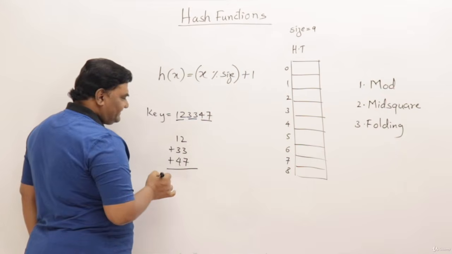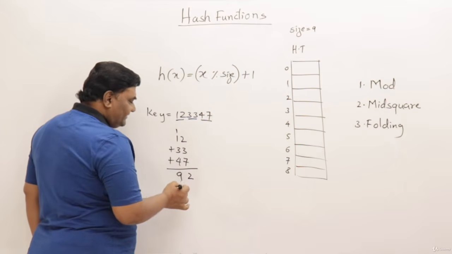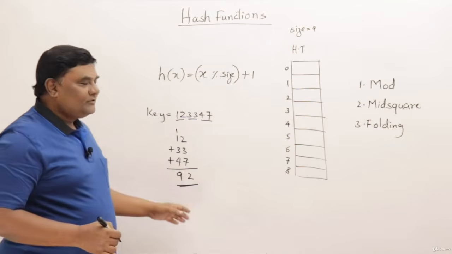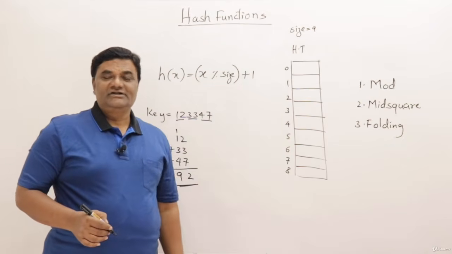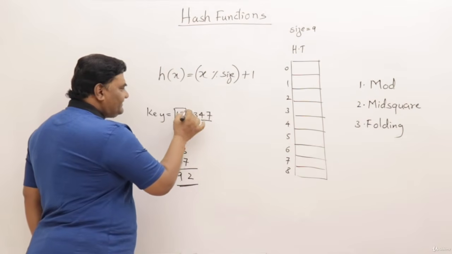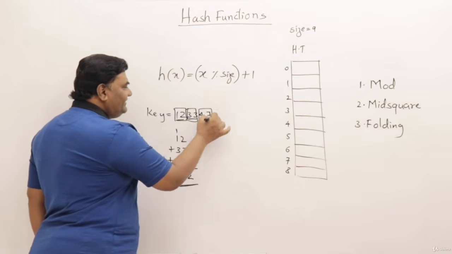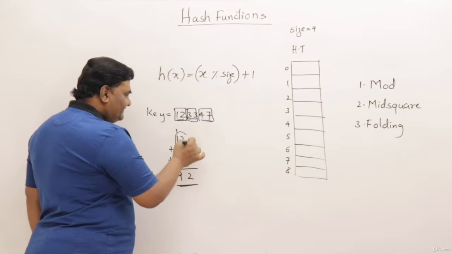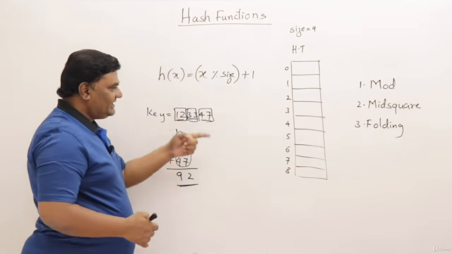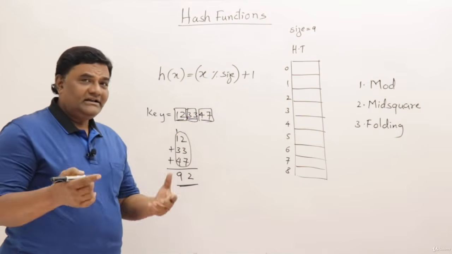Then add these digits, 12 and 9. So we got the number 92. This 92 should be an index in the hash table. So folding is where we take digits and fold them, making them a single number. Then this number can be used as an index for the hash table.